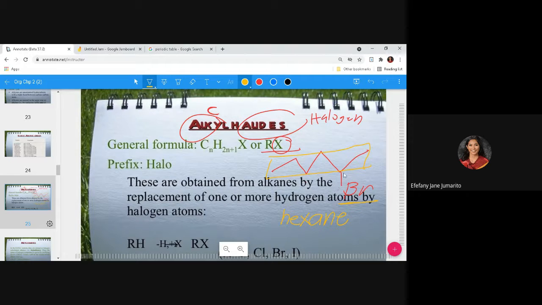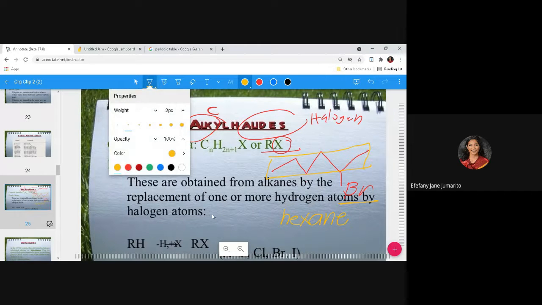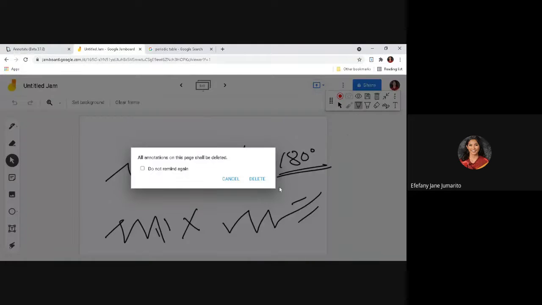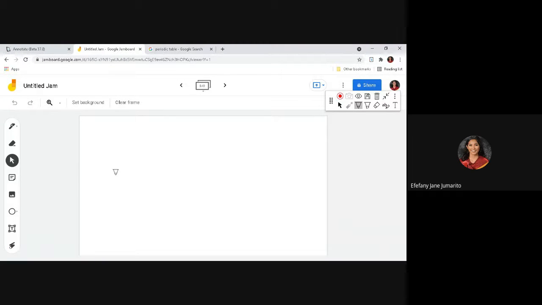Our bromo becomes a substituent here. So we have 2 bromo, hexane. Okay, that's 2 bromohexane. Okay, so what if we have this one? Okay, so that's correct, no question about it.